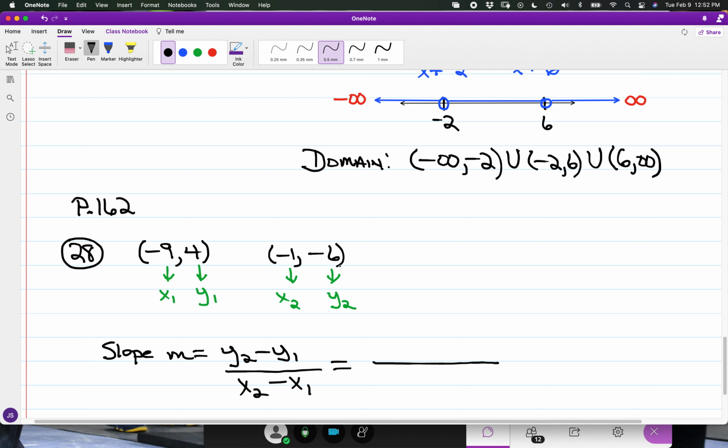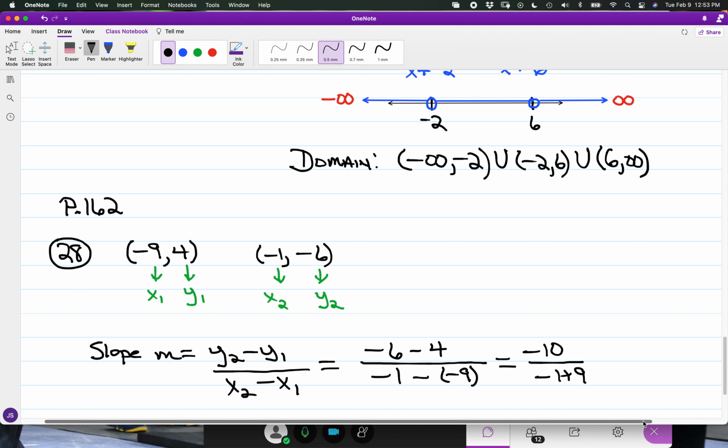So we have y of 2 at -6, minus y of 1, which is -4. For x of 2, we have -1, then minus x of 1, which is -9. So we have -6 minus 4, which automatically becomes -10. And -1 minus -9, I'll draw this out a little further: we're going to have -1 plus 9. So we have -10 over 8.